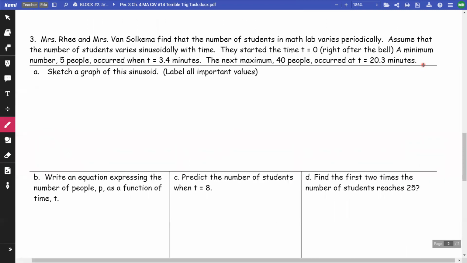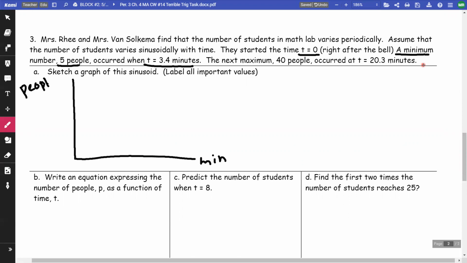Okay, so our time's going to be starting at t = 0, that's right after the bell. A minimum of 5 people is at 3.4 minutes. So this is going to be minutes here. This is going to be people. And our minimum is 5. They tell us that the maximum is 40 at 20.3 minutes. So the maximum is 40.